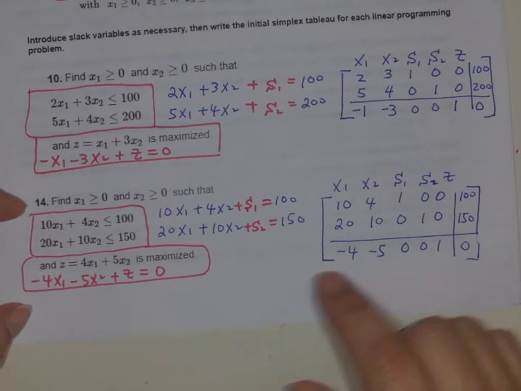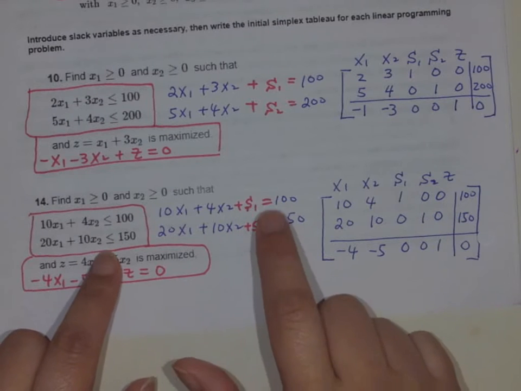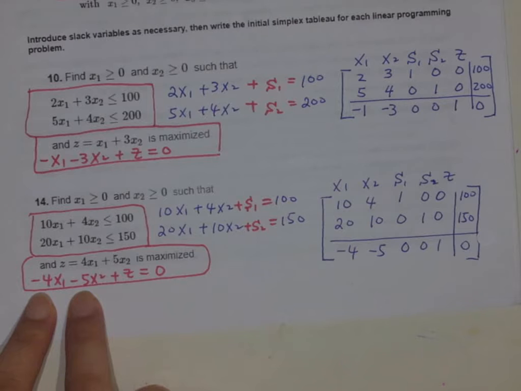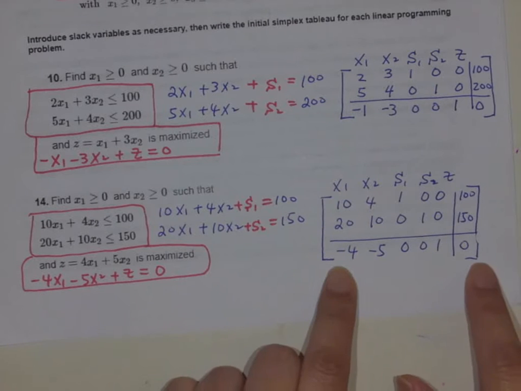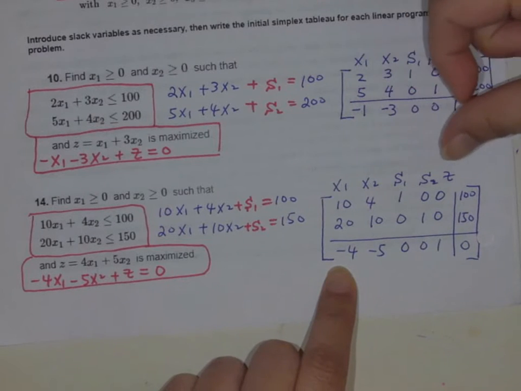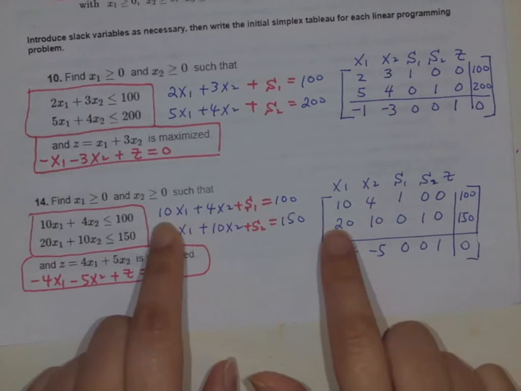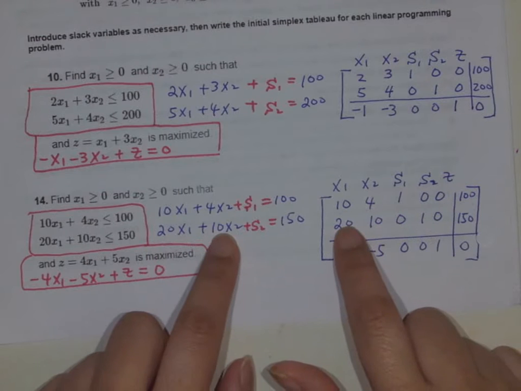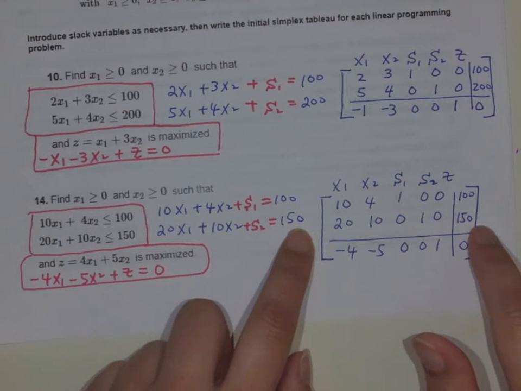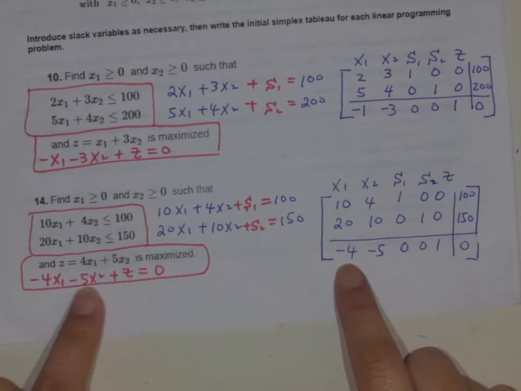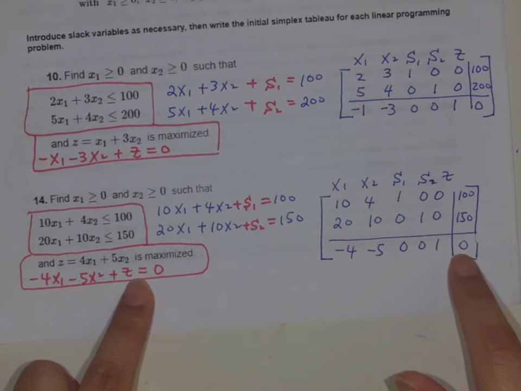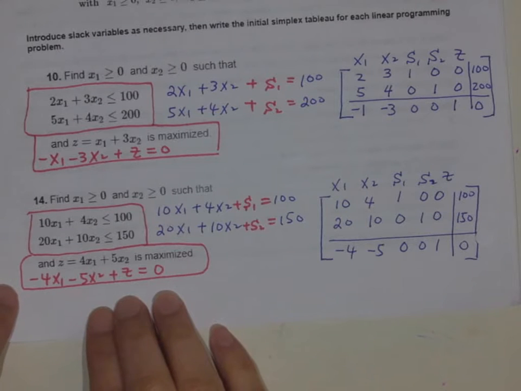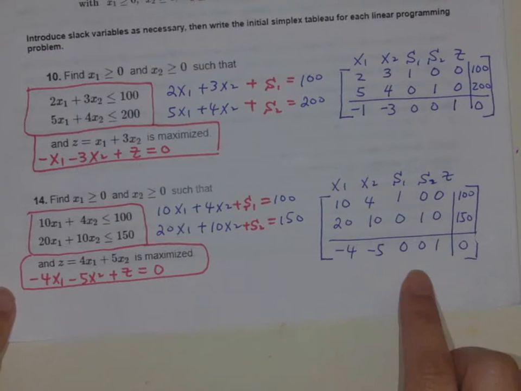Same with the next one. I need S1, S2, right? Set them equal. Move the two terms to the left so they are subtracting, and then move this over here. Again, x1, x2, s1, s2, z, and answer, right? So 10, 4, 1, 100. 20, 10, 1 s2, 150. And over here you have negative 4, negative 5, 1z equal to 0. So hopefully you're pretty okay with changing the linear programming problem using the slack variables and putting it into matrix form.